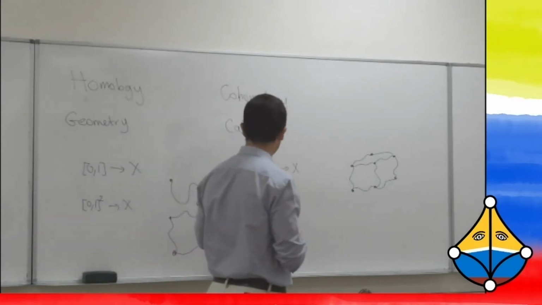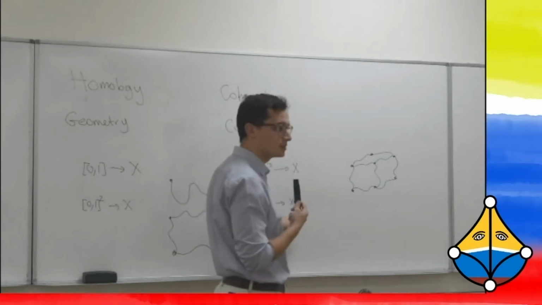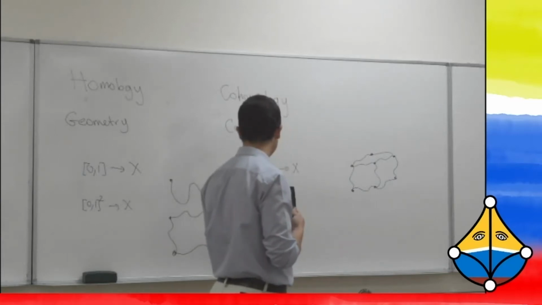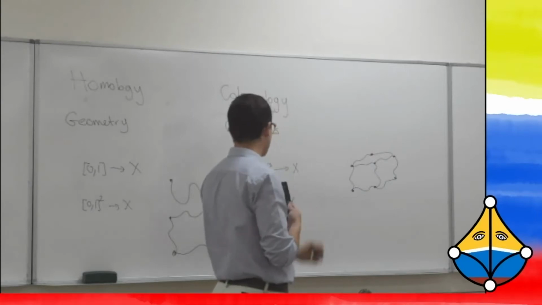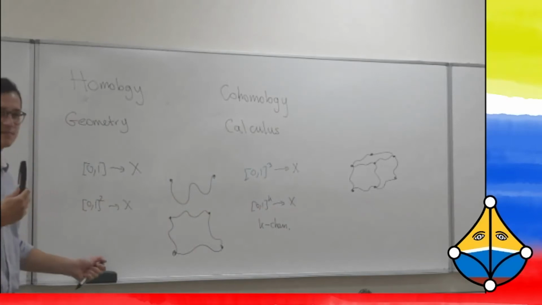In general, if you have k copies of the unit interval mapping to the space, and it's continuous, right? It's a k-chain. Okay. So, any questions about this?